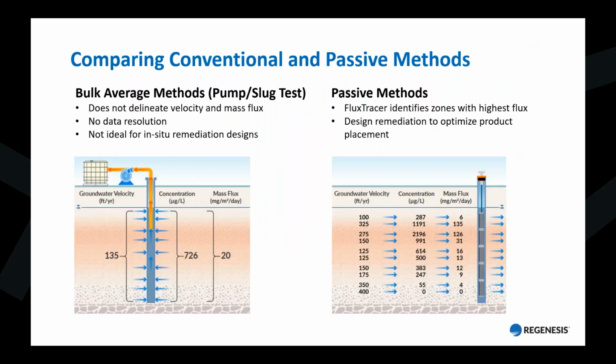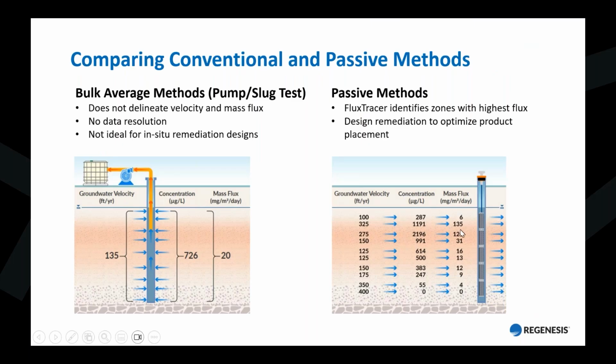And so comparing this to some of the passive methods, a pump test or slug test, when you're doing your initial site investigation, that may be just fine, but you'll get an average across the zone. So your groundwater velocity of 135 feet per year and a concentration of 726, a flux of 20. But when you look at this more resolved analysis, you can see a lot of variation in groundwater velocity, 325, 275, but this is also corresponding with some of the highest concentrations that were detected in this section.